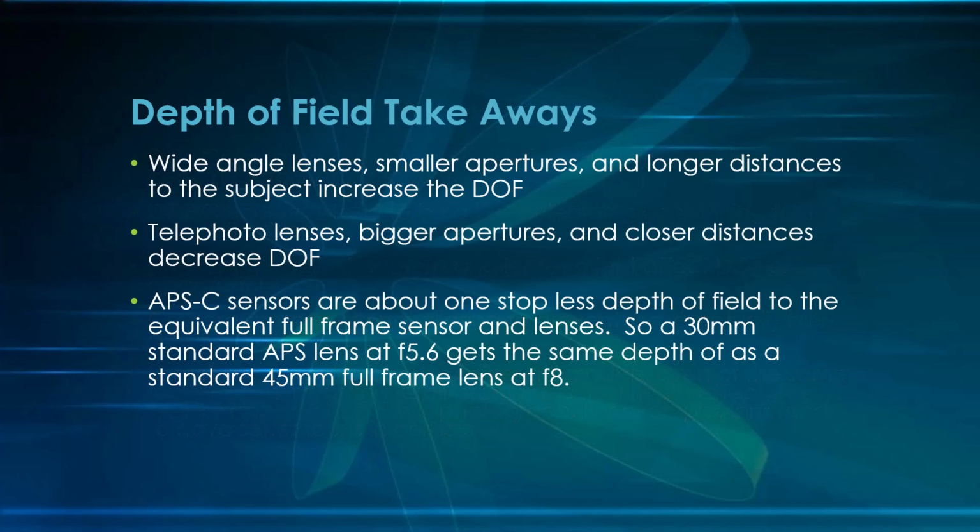So finally, the depth of field takeaways. Wide-angle lenses, smaller apertures, and longer distances to the subject increase the depth of field. Telephoto lenses, bigger apertures, and closer distances decrease the depth of field. APS-C sensors and any APS sensor are about one stop less depth of field than the equivalent full-frame sensor and lenses. So a 30 millimeter standard APS lens at f5.6 gets the same depth of field as a standard 45 millimeter full-frame lens at f8. So these are things to consider.